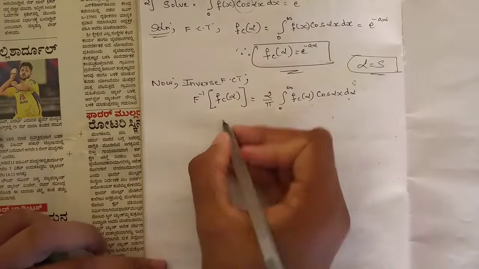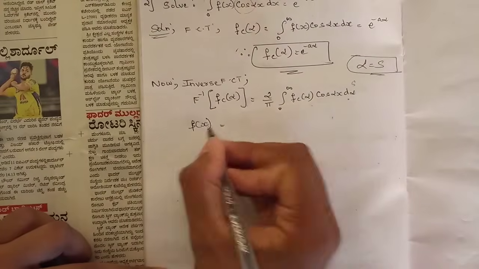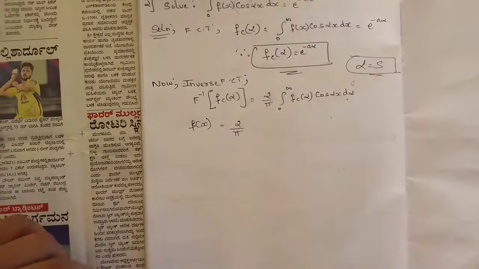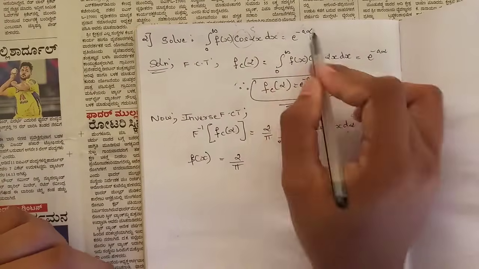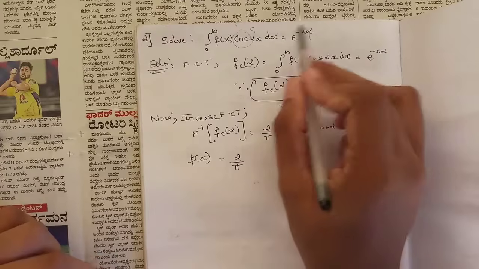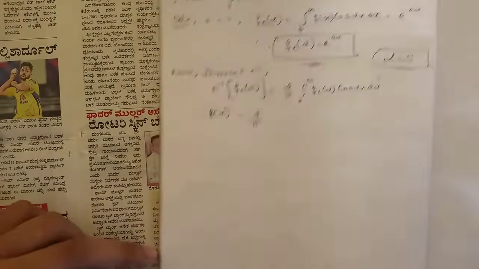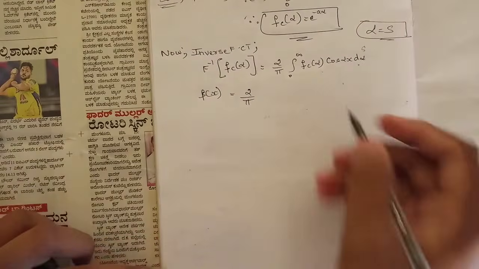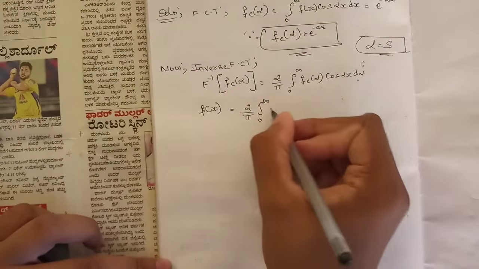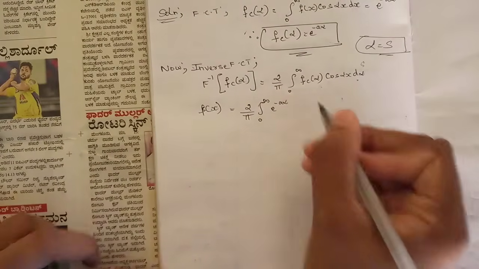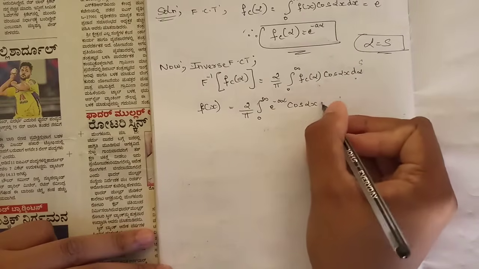Now we'll substitute that. So this is equal to 2 by pi. This is not f of x. Here this function is an integral, and this integral is equal to this. Please don't confuse it, this here is not equal to f of x. Integral from 0 to infinity, Fc of alpha is equal to e to the power minus a alpha, cos alpha x d alpha.